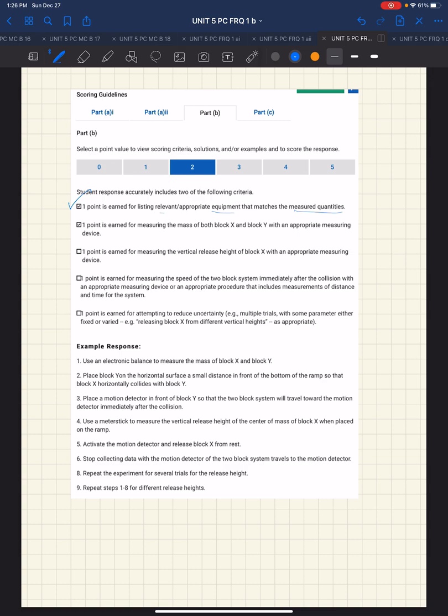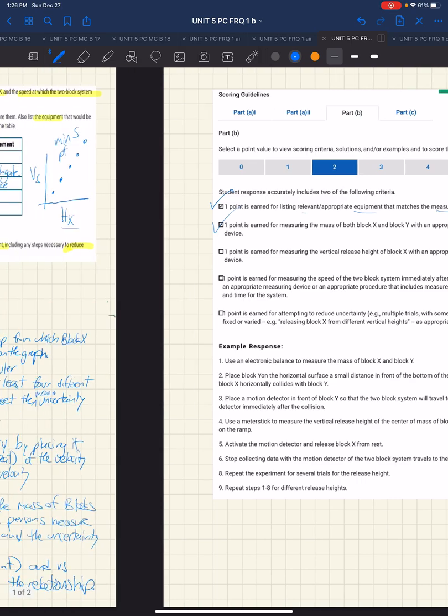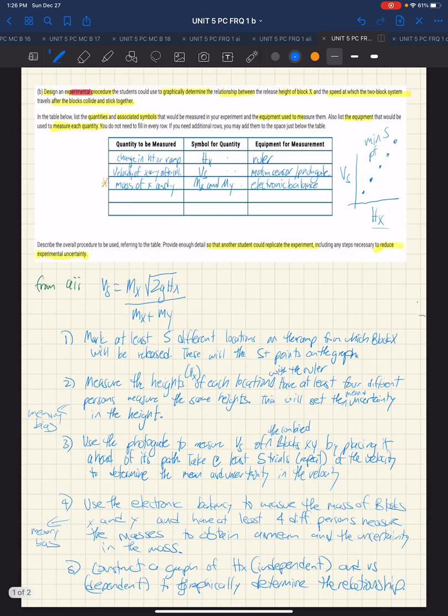For measuring the mass of both X and Y with an appropriate measuring device, we have that. Now I put an asterisk there before in the table, and the reason for that is there is no reason that we need to collect the mass. We are actually measuring VS and we are measuring HX. So there is no need for us to measure the mass at all, and so this is an error on the part of the AP.